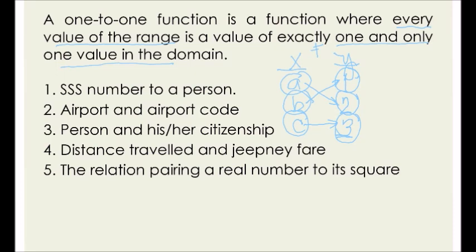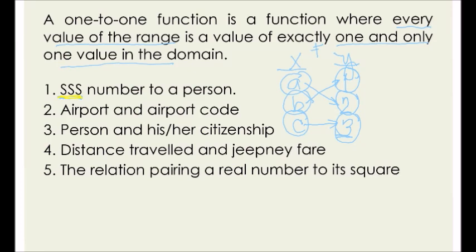Okay, so let's take a look at some examples that we have here. The first one is the SSS number to a person. So when you will be employed soon in the future, you will be allowed or required to get an SSS number. So that SSS number will only be used by you. There can't be someone who has the same SSS number as you. If you're going to ask your parents, their SSS numbers are different from the SSS numbers of other people.